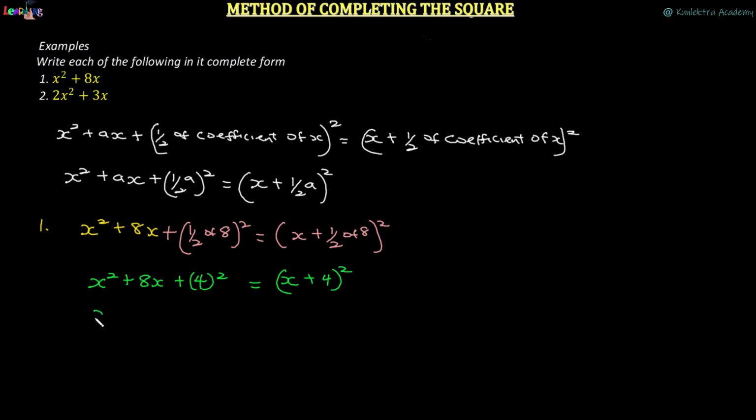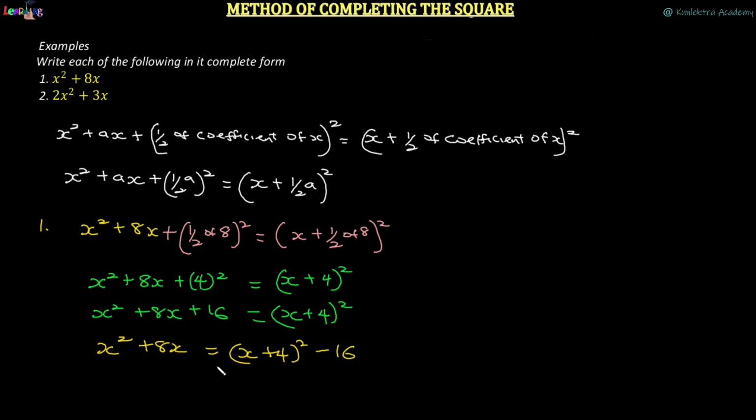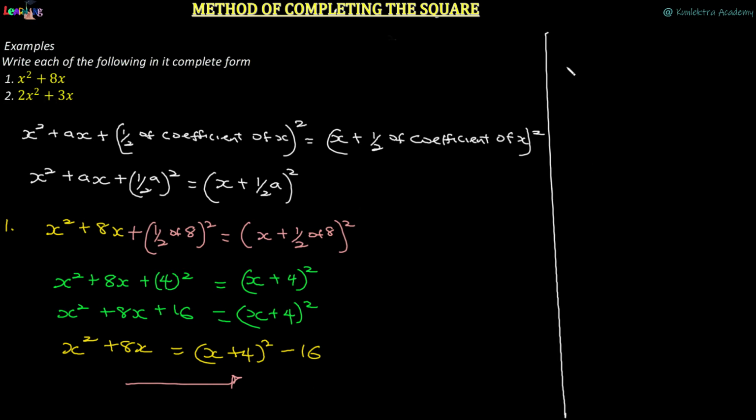Then you have x squared plus 8x plus 16 is equal to x plus 4 squared. Then the incomplete form of x squared plus 8x, when factorized, becomes x plus 4 all squared minus 16. Now here, this is the incomplete form. To complete it, you add half of the coefficient of x all squared.